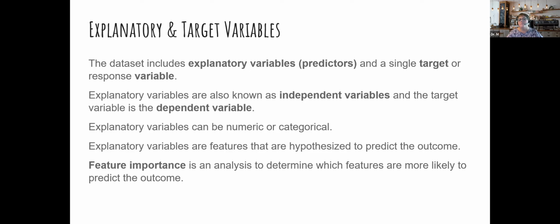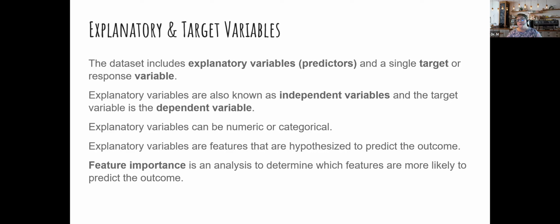And then a single target or response variable, also known as the dependent variable. So the explanatory or predictor variables are independent, the target is dependent. We're measuring or predicting the dependent variable. Is it a fish or a dog, right? Is it an iris or a rose? So that's what we're basically trying to predict.